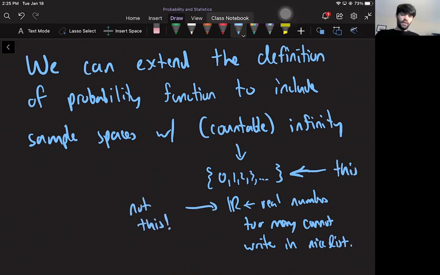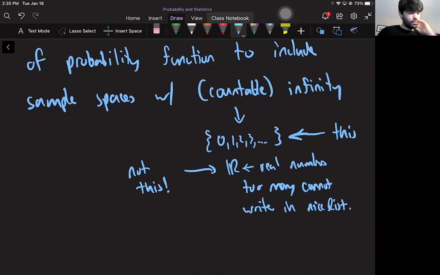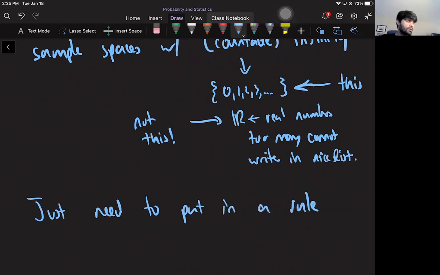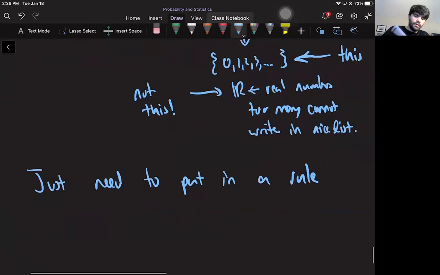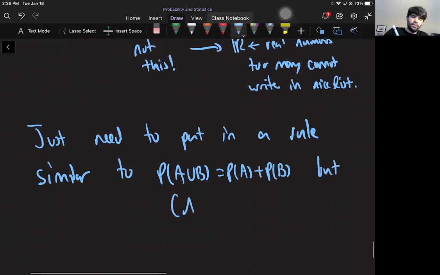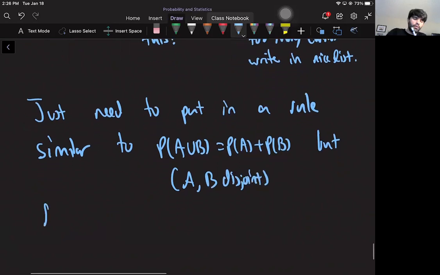Okay, so here's how we do it. So basically we just need another rule and this rule needs to deal with what happens if you try to add infinitely many probabilities. So it's going to look like this rule. But so where these are disjoint. But for infinitely many events.